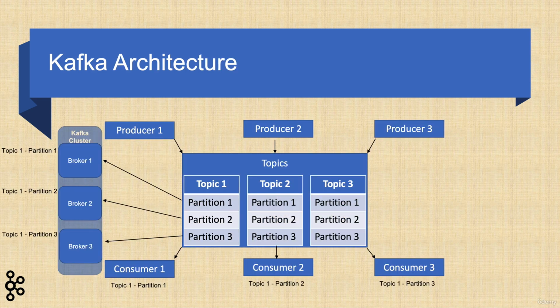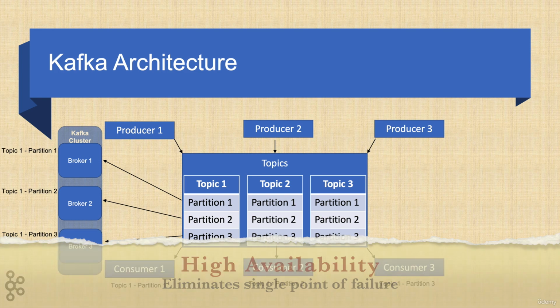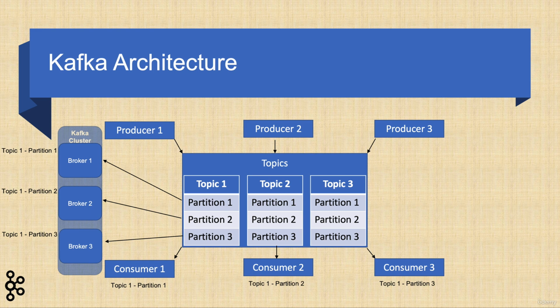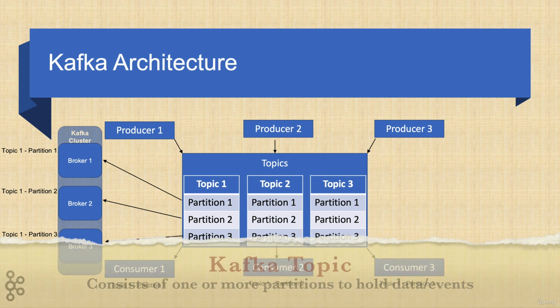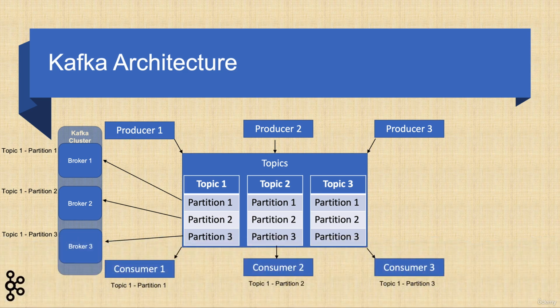Here is the basic Kafka architecture, where on the left side you see the Kafka cluster with 3 broker nodes. For high availability, it is better to hold those brokers on different servers. In the middle, we see the data structure of Kafka architecture, where we have 3 topics as an example, and each topic has 3 partitions. So a topic actually consists of 1 or more partitions, which hold the real data or events of your system.